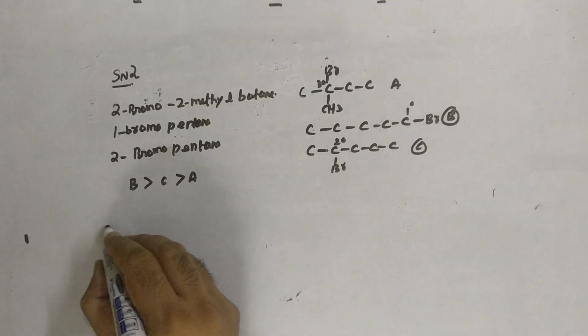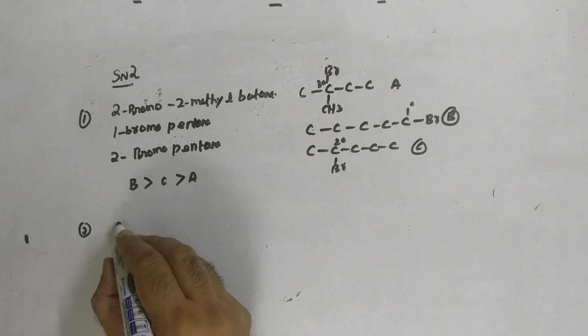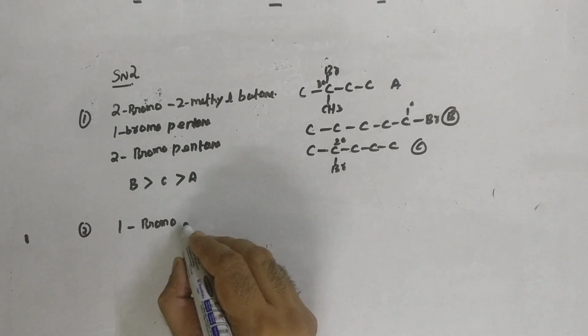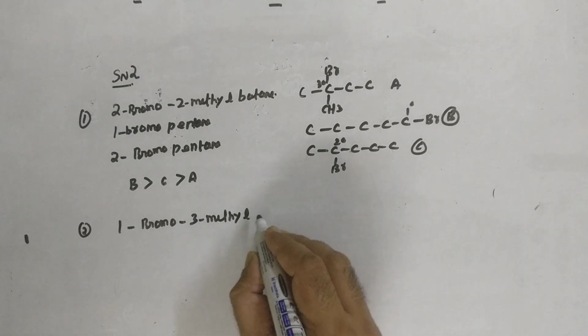The next question, this was the first part. In the second part, again we are given the following molecules: 1-bromo-3-methylbutane. Oh, so interesting.